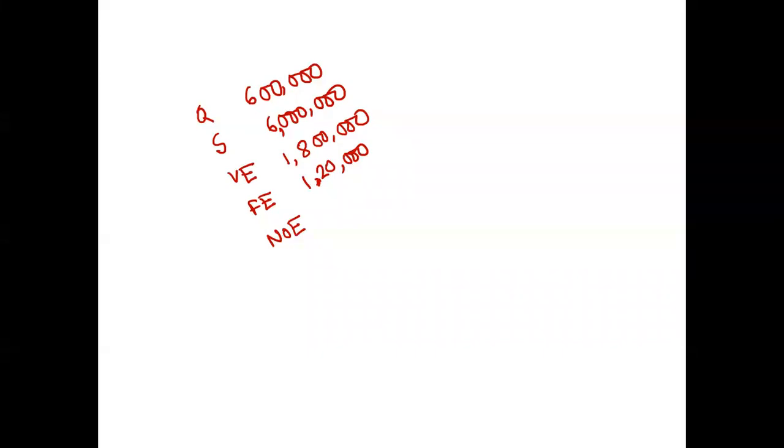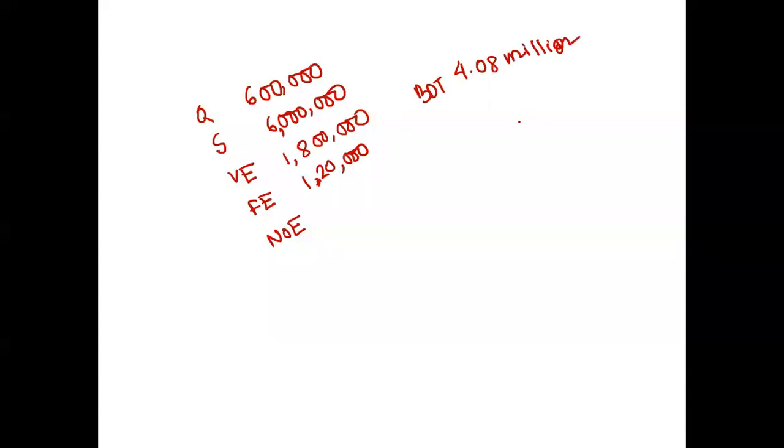Calculate the net operating income from this information. 6 million sales, subtract the variable expense of 1.8 million, and subtract the fixed expense of 0.12 million. In that case, you will get 4.08 million. It is the net operating profit of a tea stall. 4.08 million BDT.